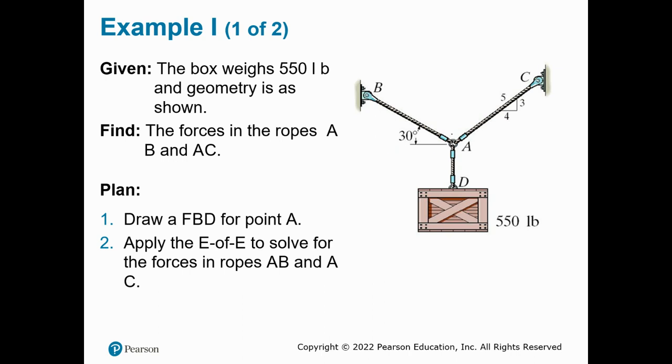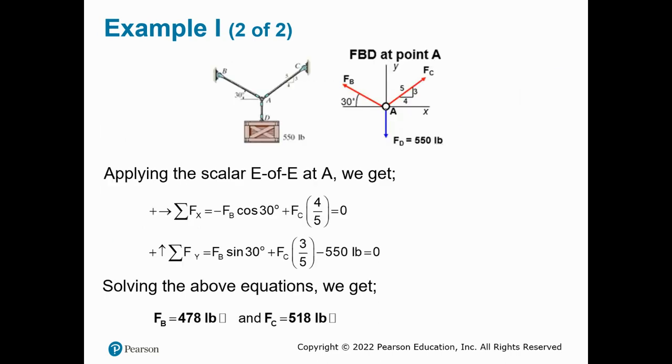Example number one, this is similar to the very first example that we saw. We can find out what's going on at point A. So we're going to draw the free body diagram at point A. At point A, you see three forces. You have the tension from cable BA, tension from cable CA, and there's also the weight of the box pulling down from point A. So three forces there: FB from the cable BA, FC from the cable AC, and then you have the weight pulling down.